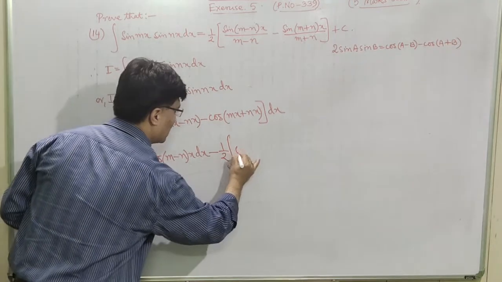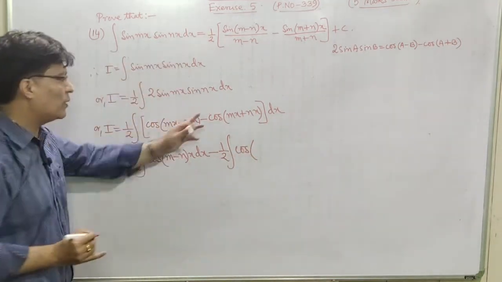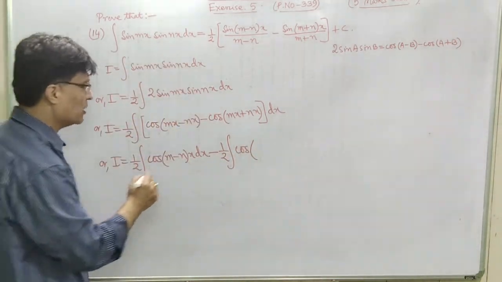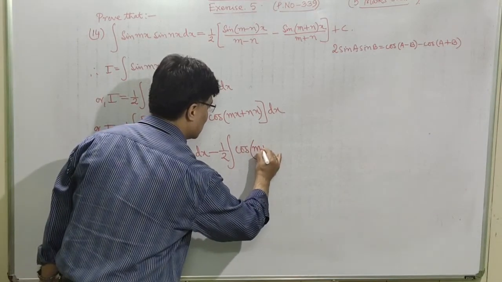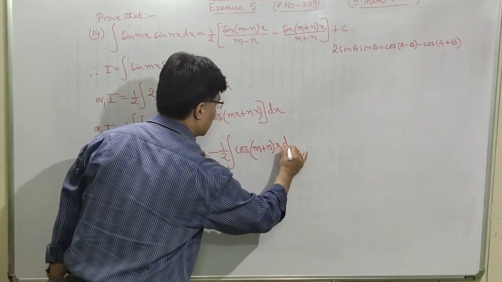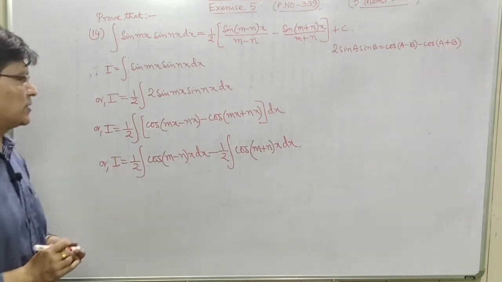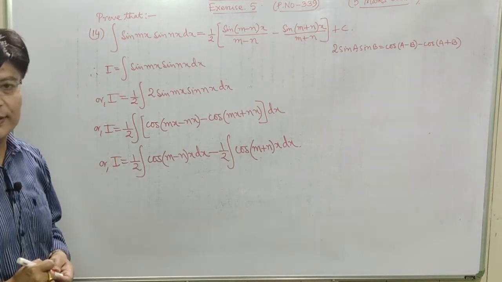Again, minus sign is there, you should multiply it by half: minus half integration of cos of within bracket. Again, what is common here? x is common, isn't it? So you should write here (m plus n) into x, then dx. So I think you have understood it.